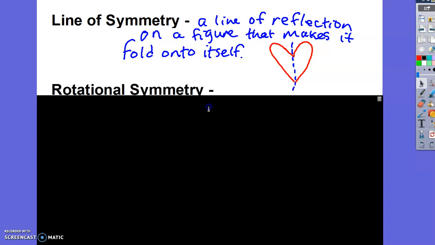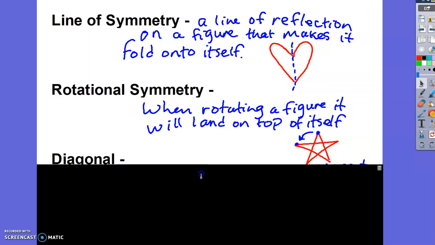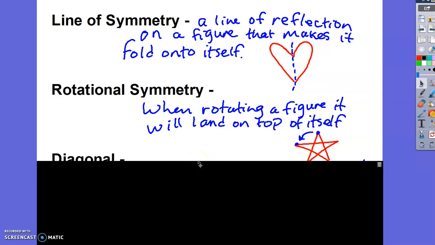Okay. If we look at rotational symmetry, this one's a little bit harder to grasp, but if we take a figure and we rotate it on itself, it will land on top of itself. It'll match perfectly. So notice the star right here, we've got this dot. If I rotate it and just so this dot lands here, now notice the one here is going to go up, this one's going to go over, and this one's going to go over. But essentially the star will look the same. We now just have a point that was on the side that's now at the top. So that is an example of rotational symmetry.